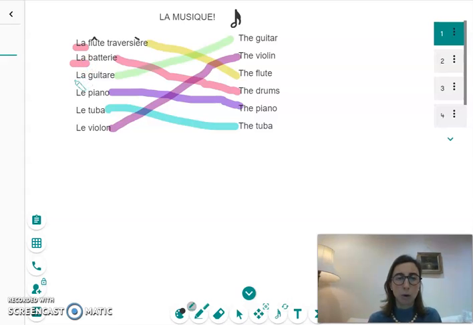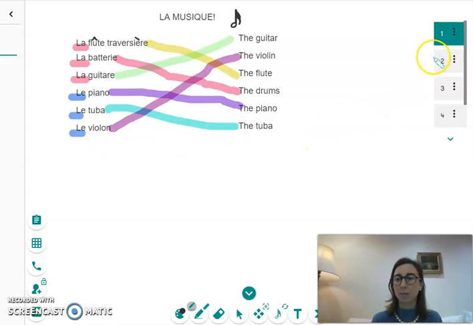So for every word that you have in French that means a thing, you either have a le or a la. That means the. La means the. So the flute, la flûte traversière. So that is a feminine word. And these two are also feminine words, feminine nouns. La batterie, la guitare. So all these three are in the same group. They are feminine nouns. Now under here we have some masculine nouns. And they all have le in front of them. Le means the for masculine nouns. Le piano, le tuba, le violon.